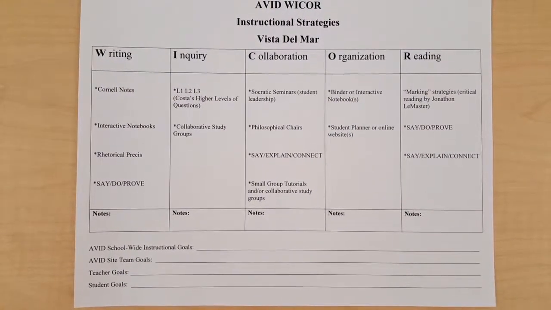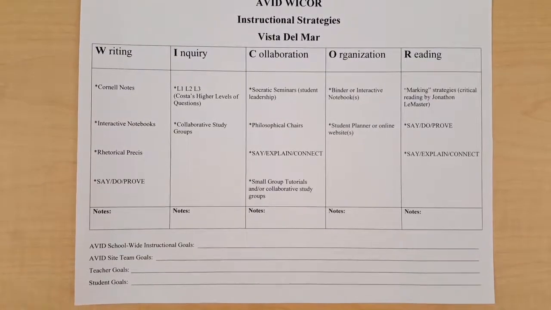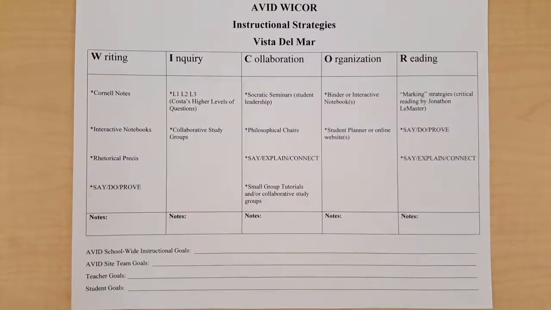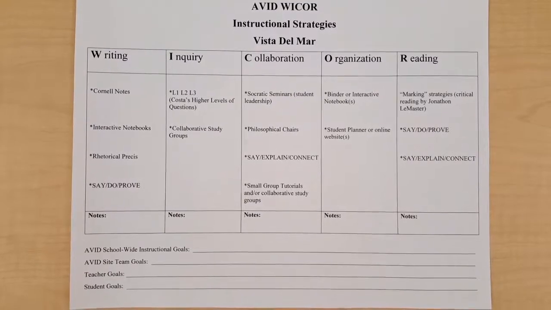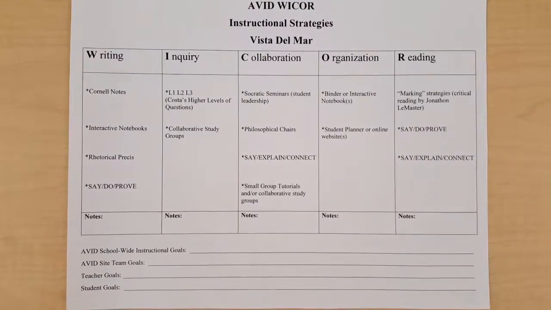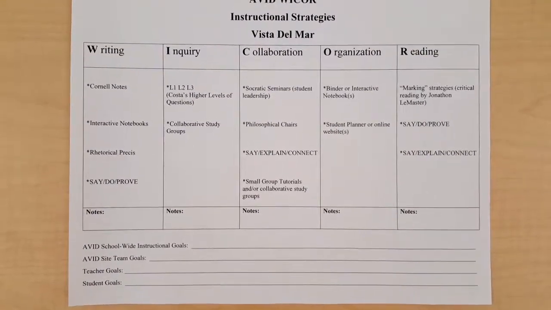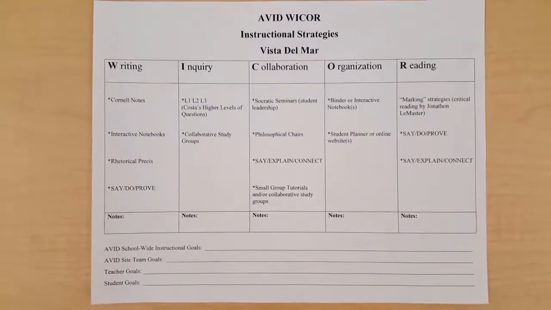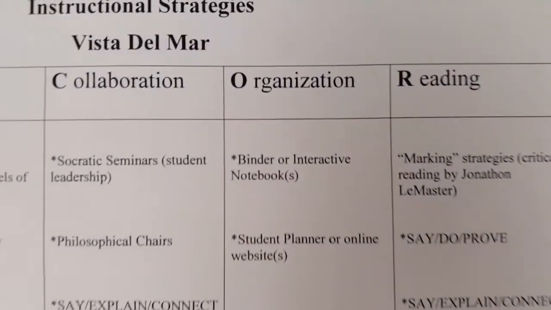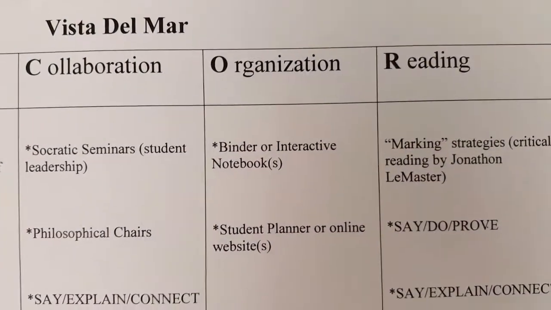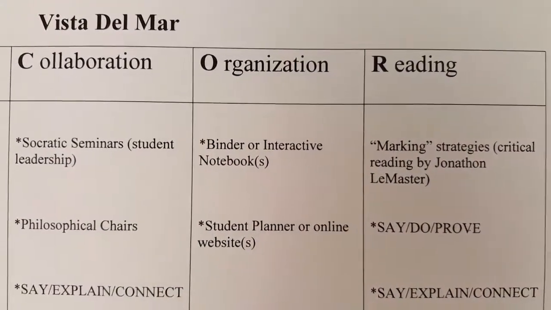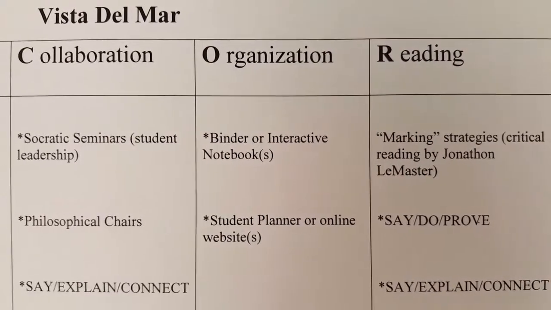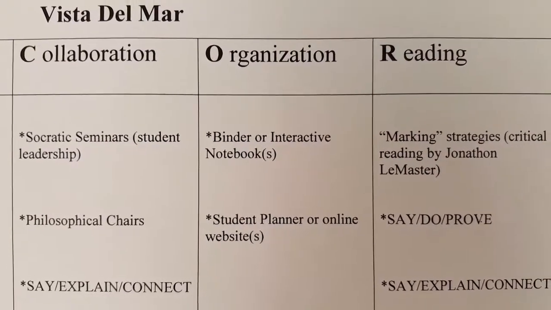And then say, explain, connect, which is a modification, but it really focuses on students summarizing, explaining the text, and connecting with the text, which I use a lot for history class. And then the last one down at the bottom is small group tutorials and our collaborative study groups. Moving over to organization. For organization, kind of an overlap from writing, and a lot of these do overlap, but how do the students organize all of their papers and their notes?